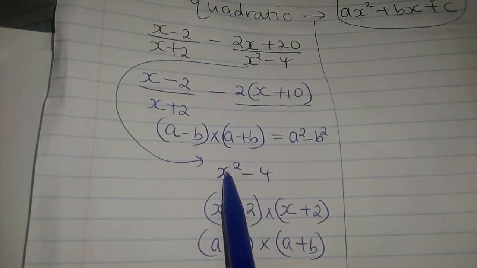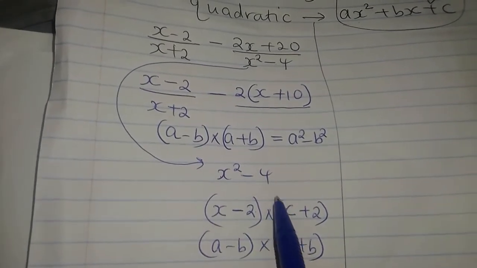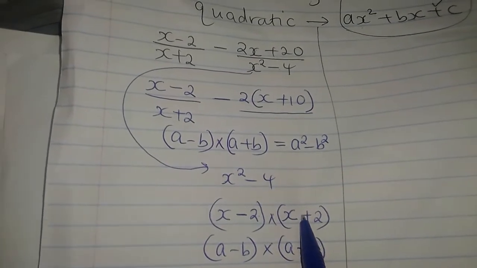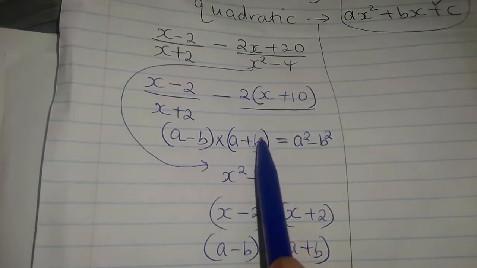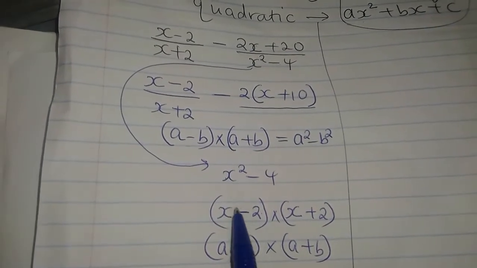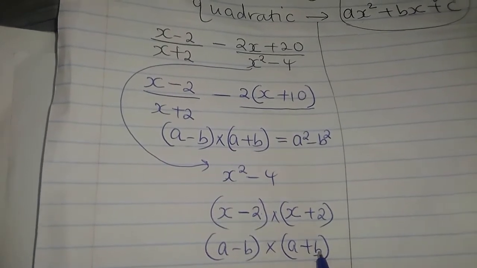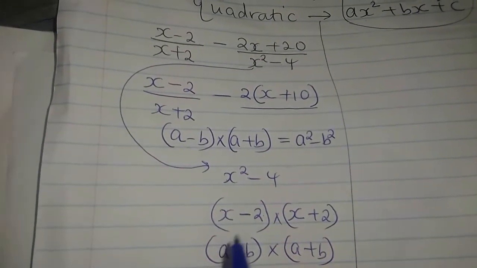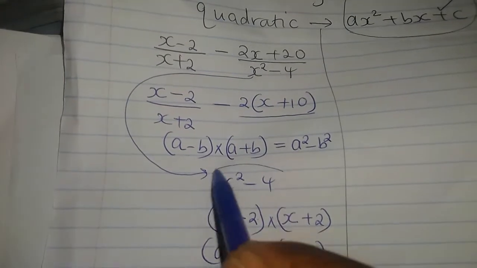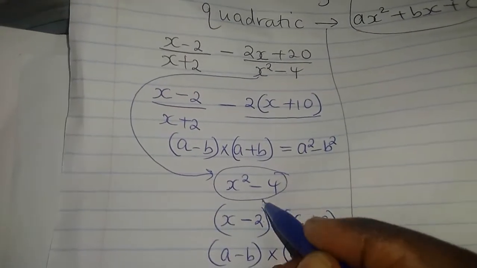Then the square root of x squared, x. The square root of 4, 2. But this time around I use a positive sign because of a plus b. So I have a minus b, x minus 2, then a plus b, x plus 2. So I can rewrite this expression in this form.